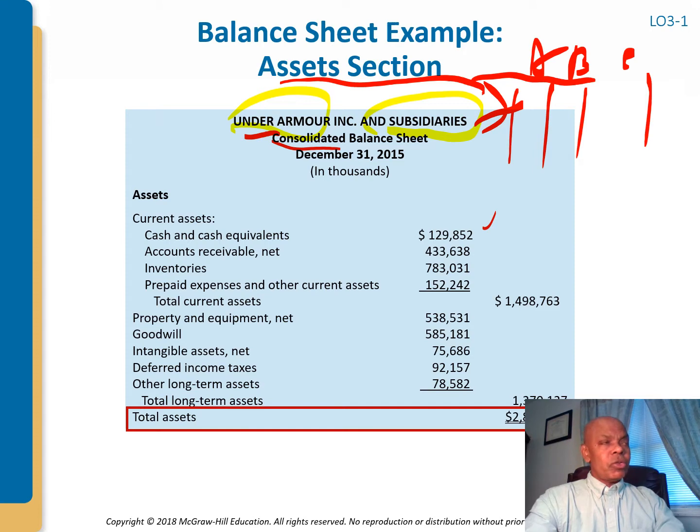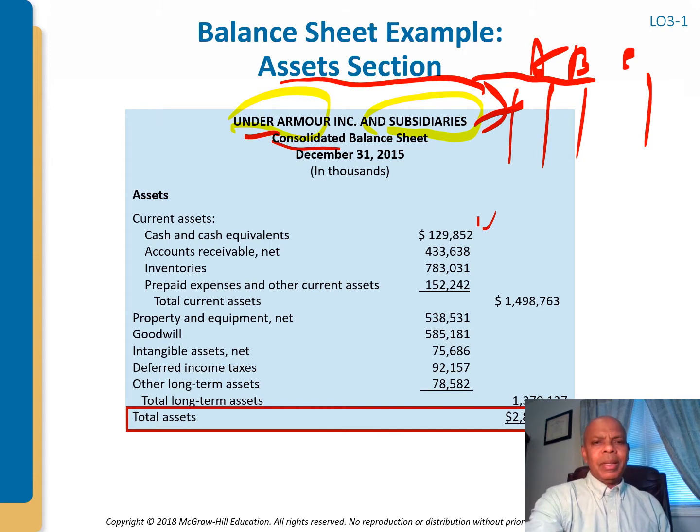Cash equivalents, we're going to get into that also. You can very quickly convert them into cash without any loss, like bank drafts or short-term notes. Accounts receivable, inventory, and prepaid expenses. All these are current, which means within a year. And then we have other items.